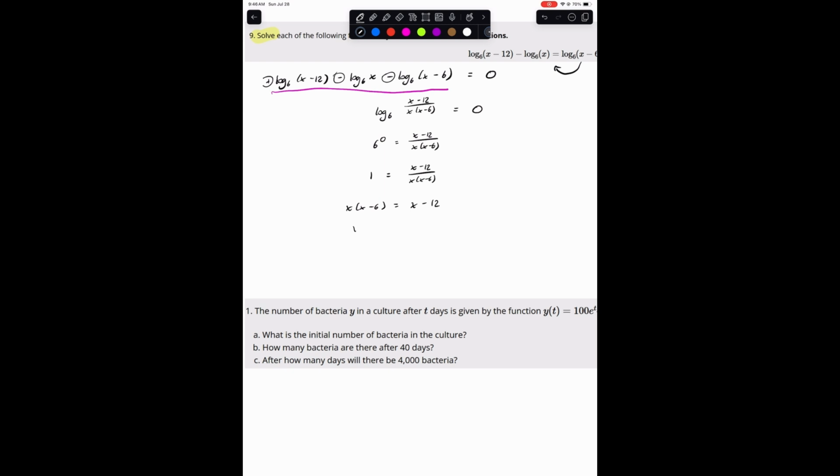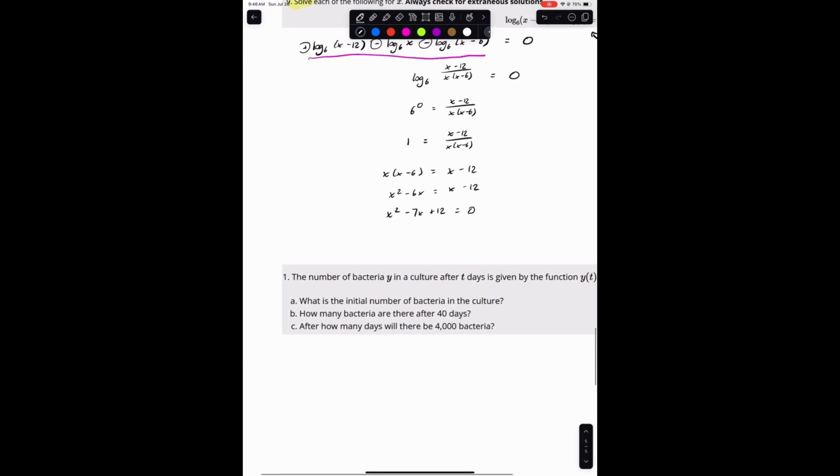We can FOIL, and then we can subtract x from both sides, and then add the 12. Okay, from here, we can try to factor. We need two numbers that multiply to 12 and add up to -7. That is -4 and -3.